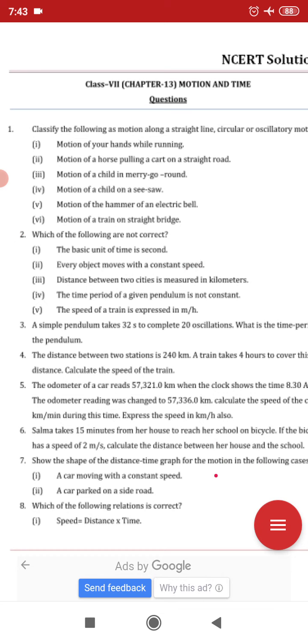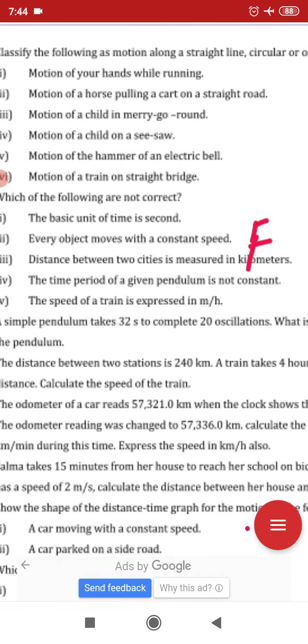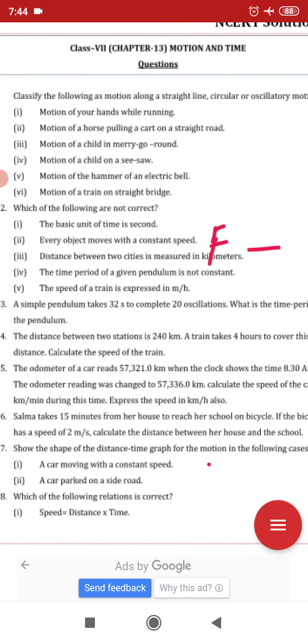Next, every object moves with a constant speed. Speed may not be constant. So this statement is incorrect. Write false, or you can write incorrect. Now 3. Distance between two cities is measured in kilometers. Kilometer is the unit used to measure length. The distance between two places should be measured using kilometer or mile. Miles or kilometer, these two units are normally used. So here your answer is true. This statement is correct.